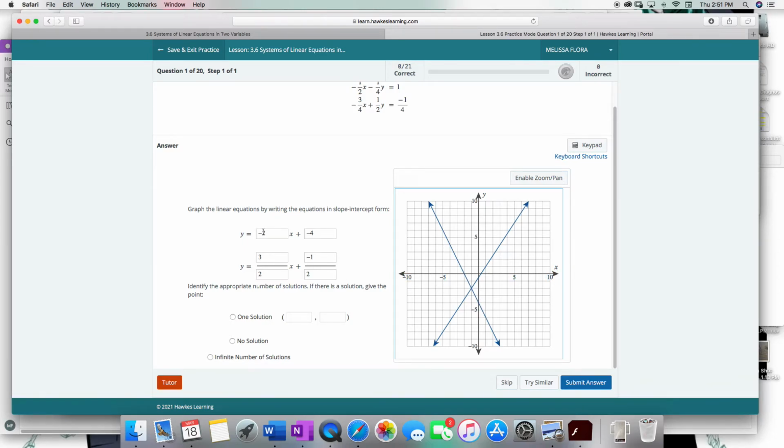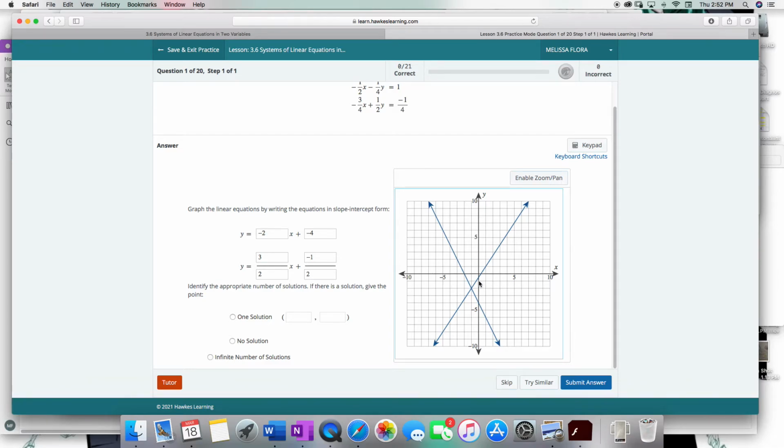Or you can think of it as 2 over negative 1, which means going up 2 and left 1. So from here, you go up 2, left 1. So that's our line that starts on the upper left and goes to the lower right. For the second line, we have as our y-intercept 0, negative 1/2.